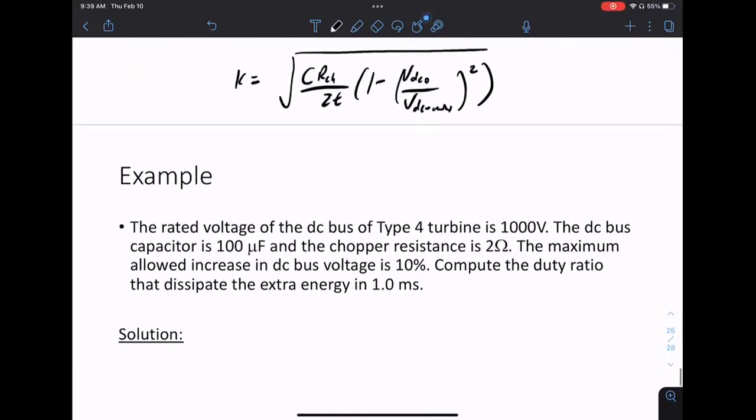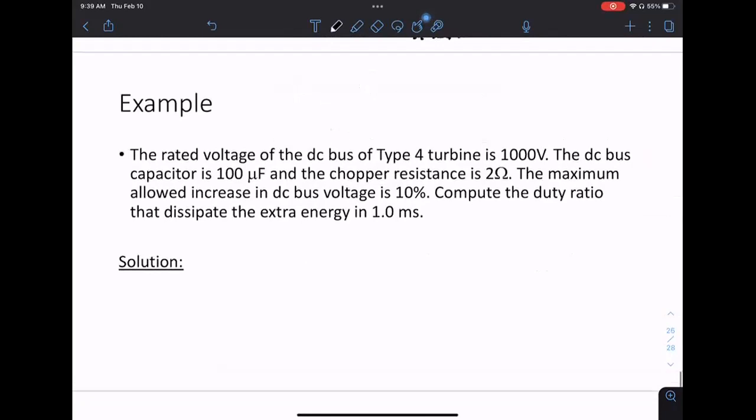So we can do a very simple problem, putting all these numbers in to look at some reasonable numbers. Let's say I have a type 4 turbine. This whole thing is rated at 1,000 volts. I have a 100 microfarad capacitor. The chopper resistance is 2 ohms, and during a transient my bus voltage went up by 10%. This lasts for 1 millisecond. Compute the ratio K, I need to dump this out. So that's the way to read this equation.